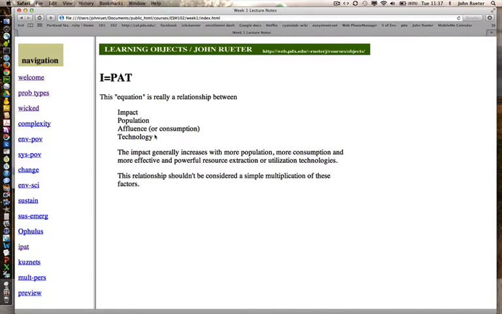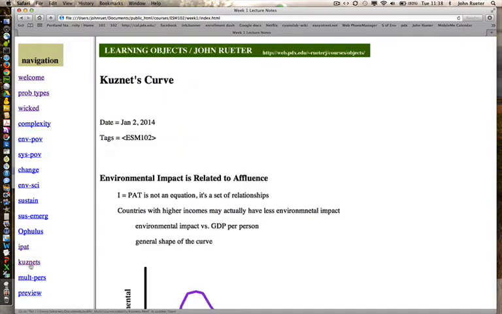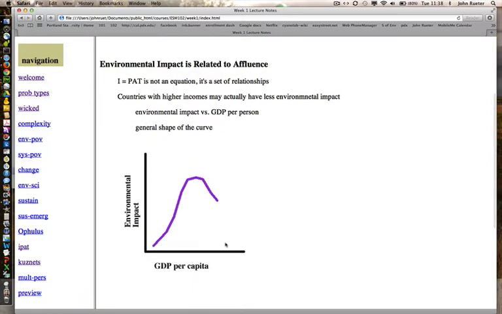So again, there's a range of different technologies that are appropriate in different situations. So to illustrate this idea that this is a relationship and not just a simple equation where you take the population and multiply it by the affluence by the technology, let's look at what's called the Kuznets curve, or another name for this is the richer is greener curve. And this curve describes the environmental impact of a country as a function of the GDP per capita, like how much wealth the country has per person.